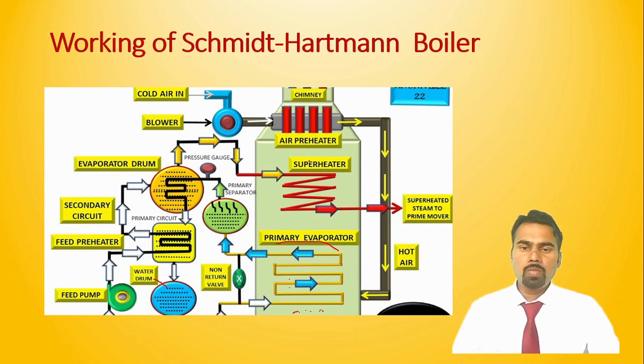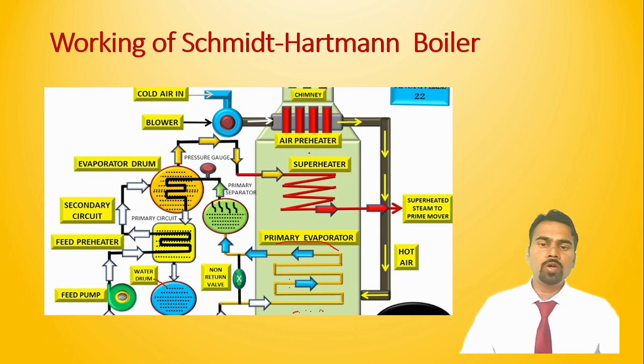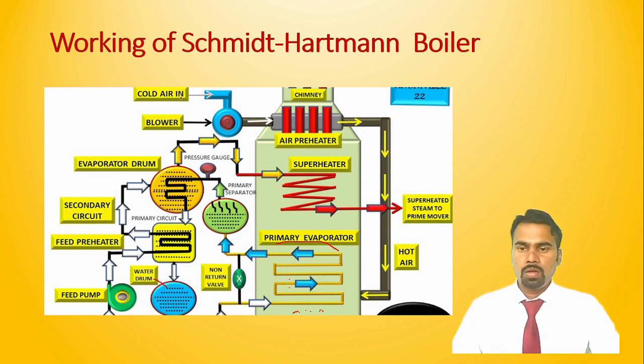The next component in this Schmidt-Hartmann boiler is the air preheater. This is also placed in the path of flue gases. The function of the air preheater is to preheat the air, by absorbing the heat from the flue gases. Generally this blower takes atmospheric air and sends it to the air preheater, and this air preheater heats the air and sends it to the combustion chamber for combustion purposes.